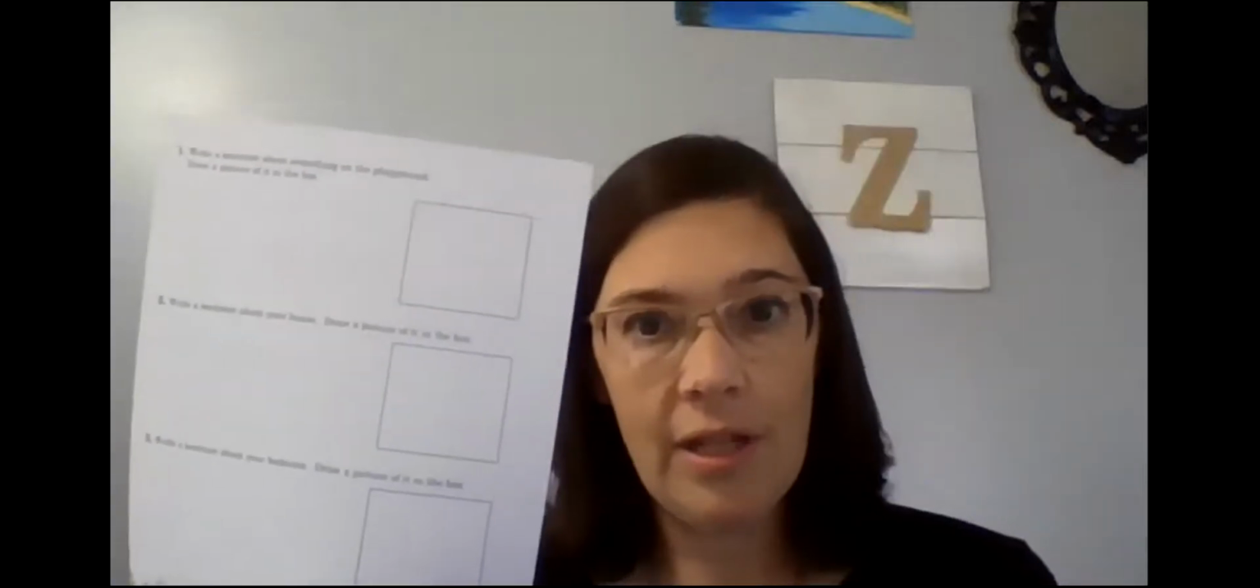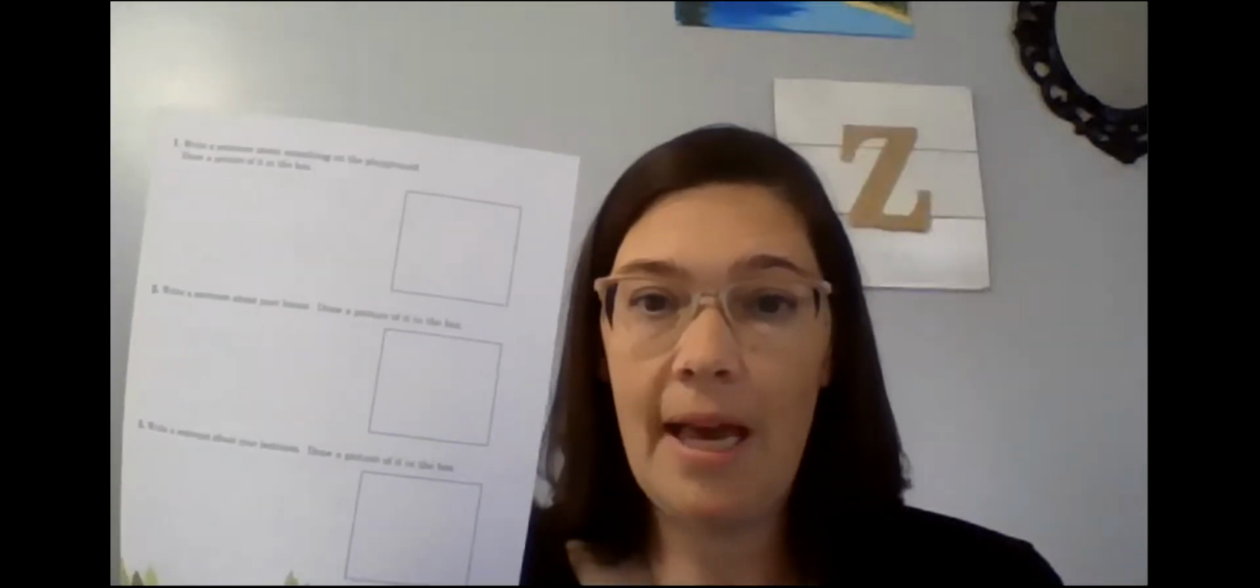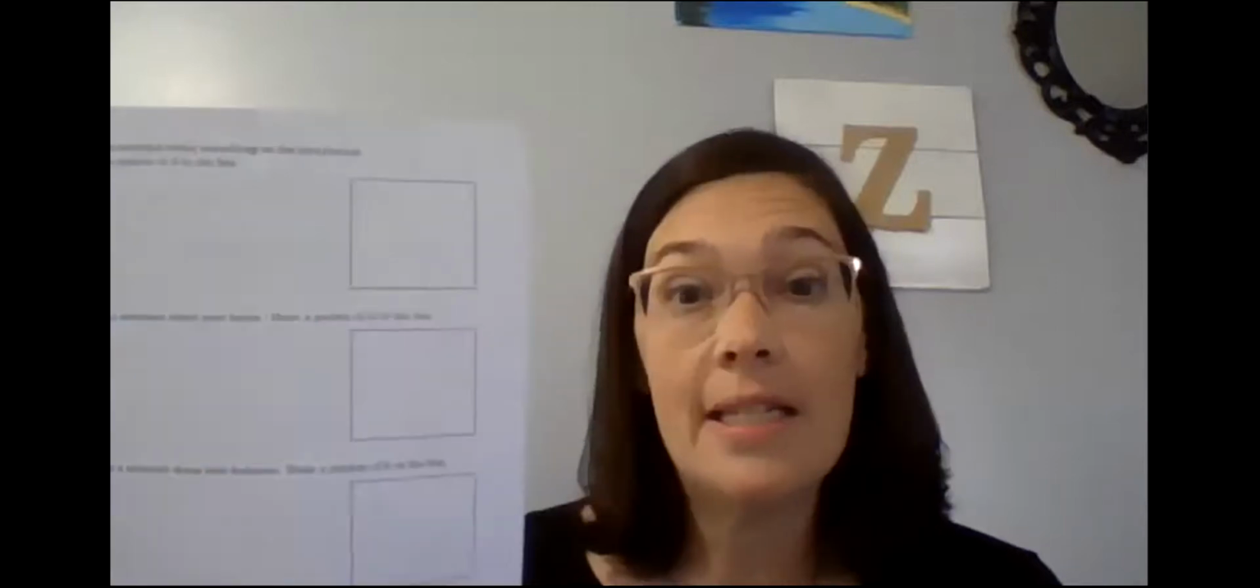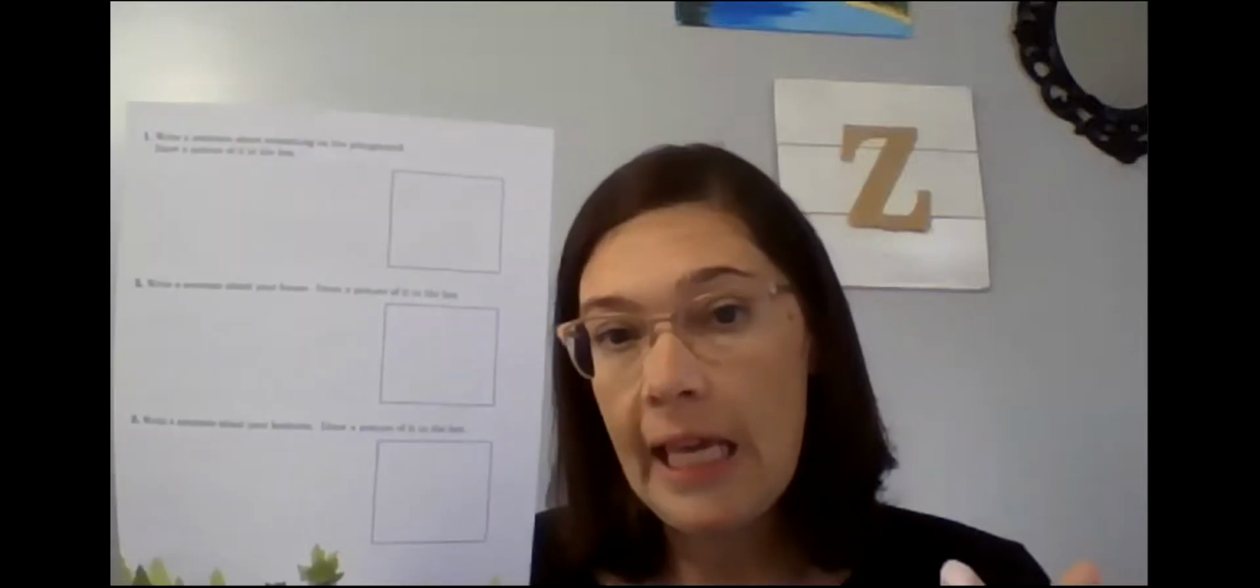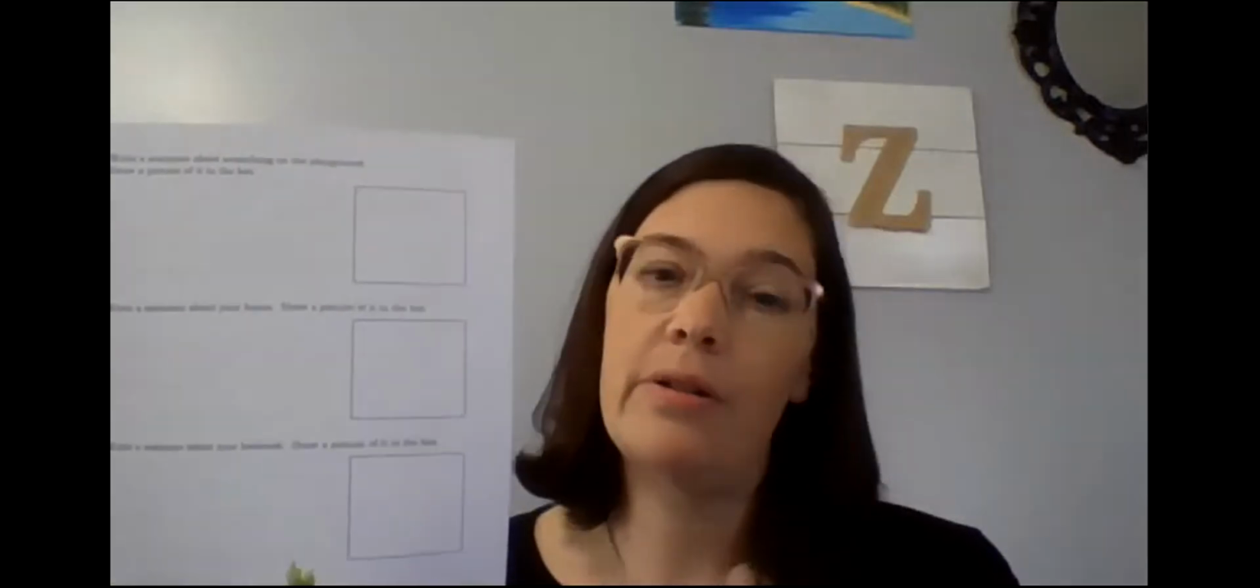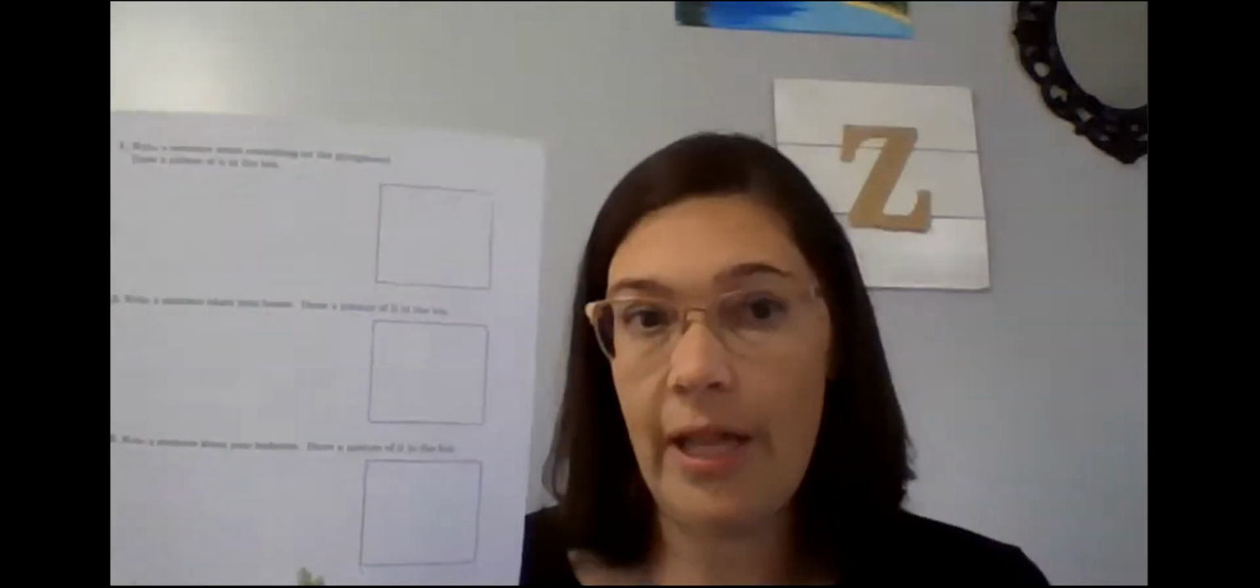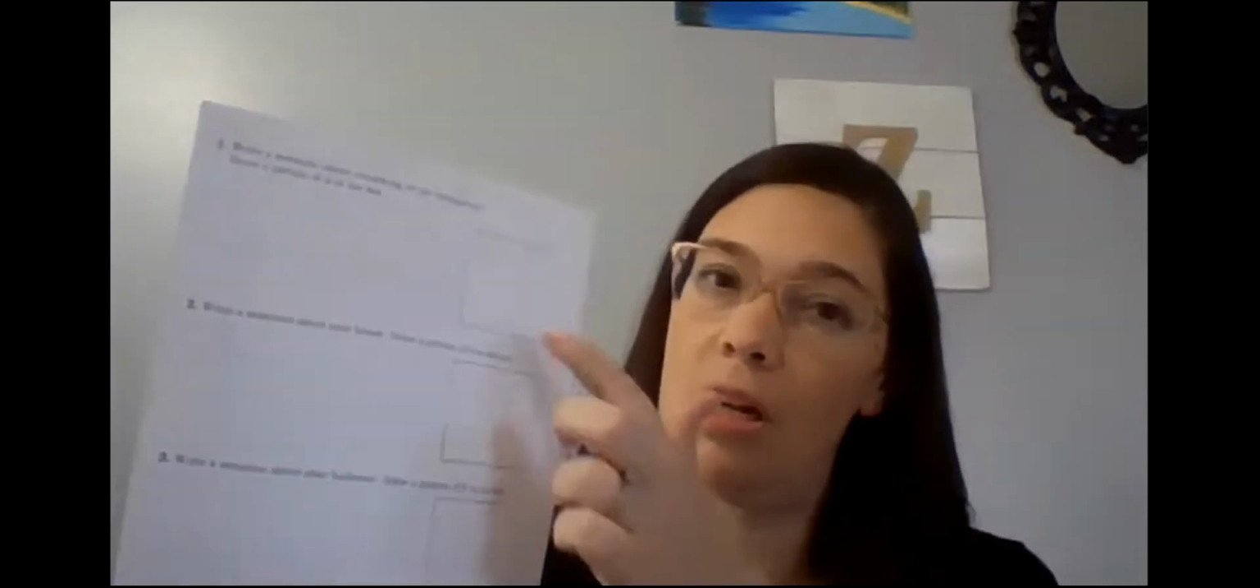On the back, you get to write a few sentences and draw a few pictures. It says write a sentence about something on the playground. This could be a playground that you like to visit, or this could be a playground at our school. So you could write something about the slide, or the spinny thing, or the monkey bars, or the swings, or whatever you like. And then write a sentence about it and draw it in a box.